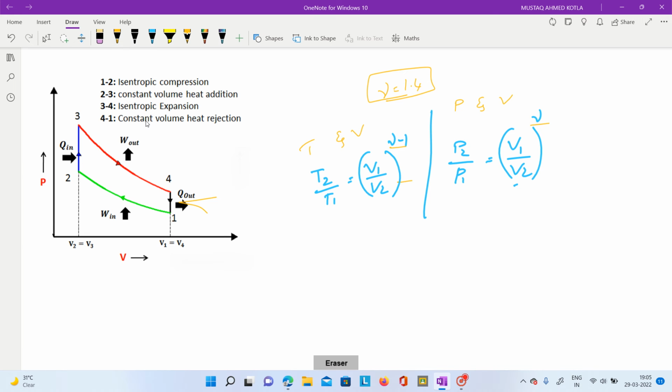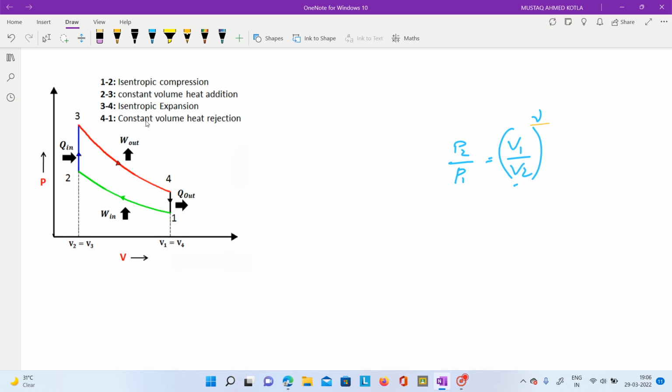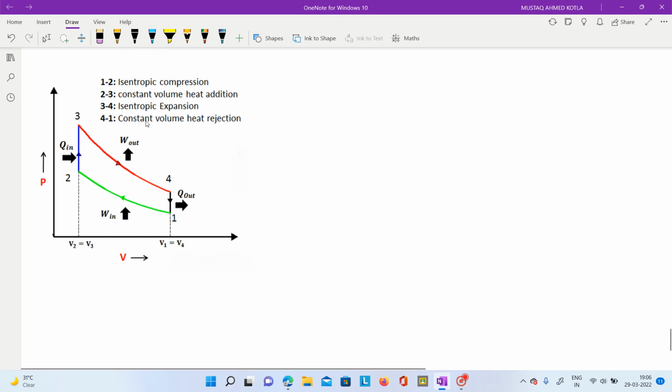If you haven't understood process 1 to 2, please go back to the first second and watch again till now, because it is very important. If you haven't understood, please comment so that I can explain once again. Okay, now we have completed process 1 to 2. Now we will go to 2 to 3.